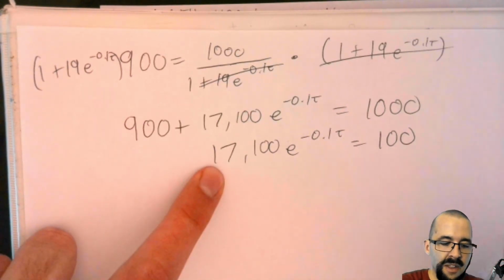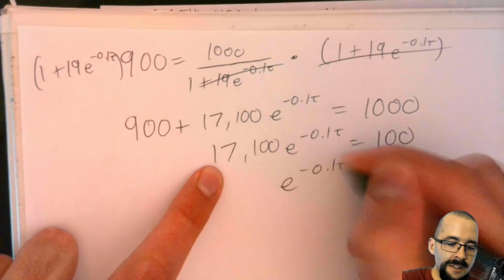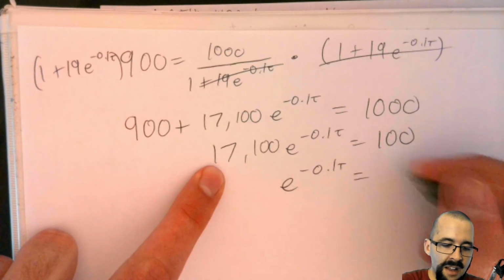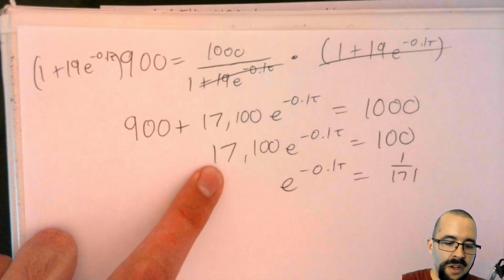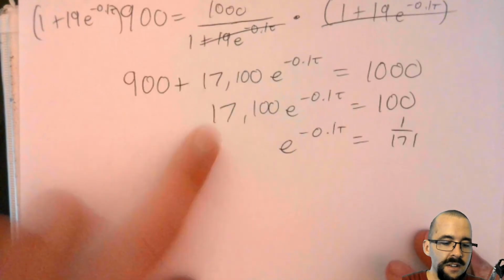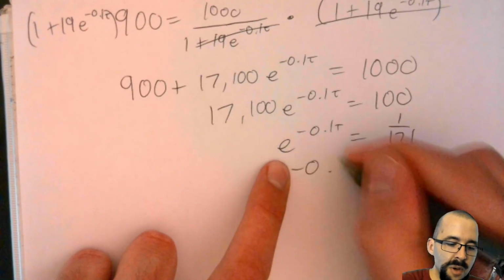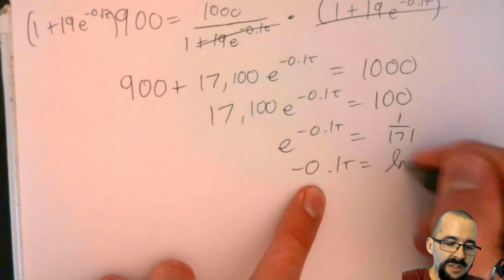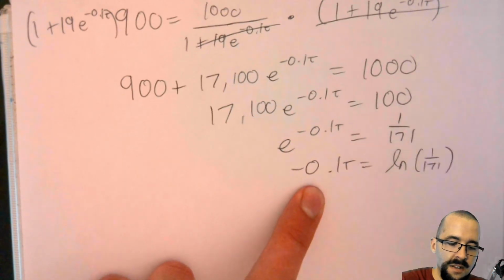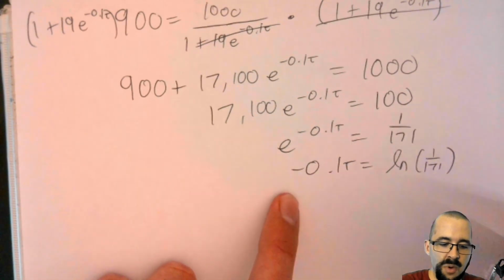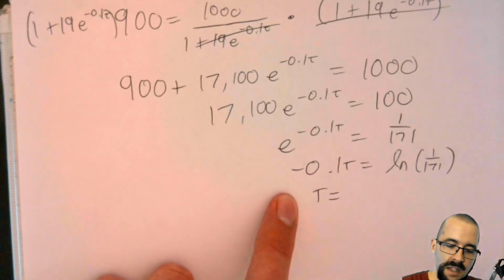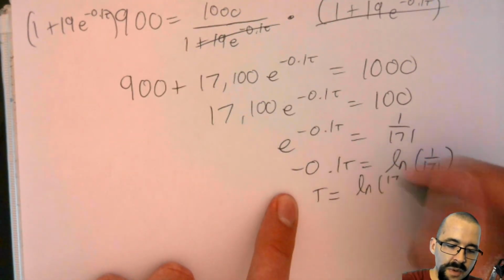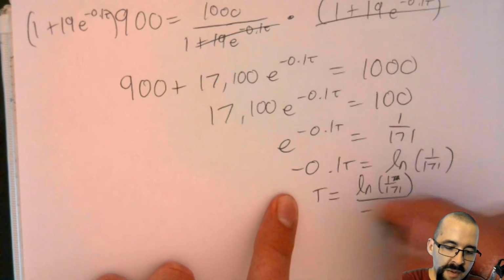And then divide both sides by the coefficient, 171. e to the negative 0.1t equals this divided by that. That'll be 1 over 171. You could use a calculator. Take the natural log of both sides to get negative 0.1t is equal to the natural log of 1 over 171. And divide both sides by negative 0.1. Well, the natural log of 1 divided by 171, divided by negative 0.1.